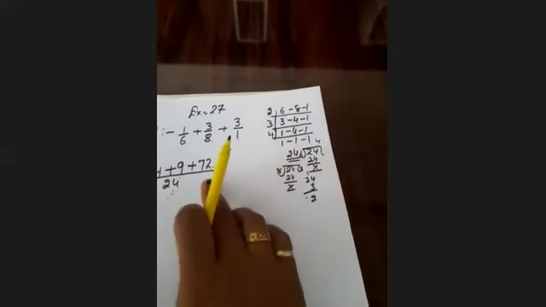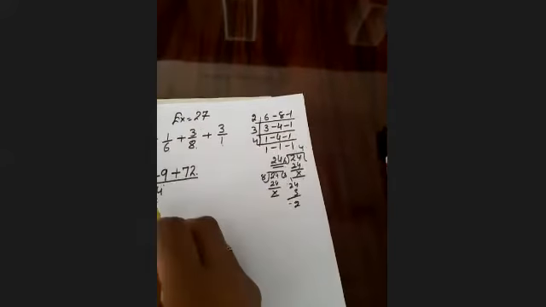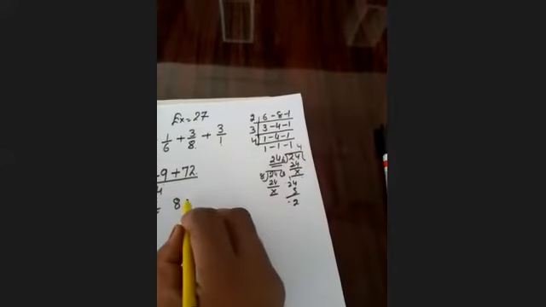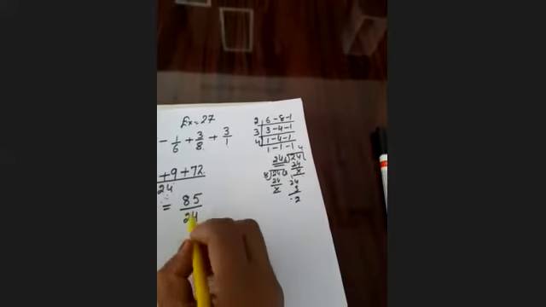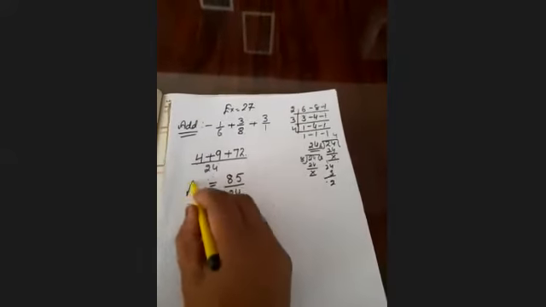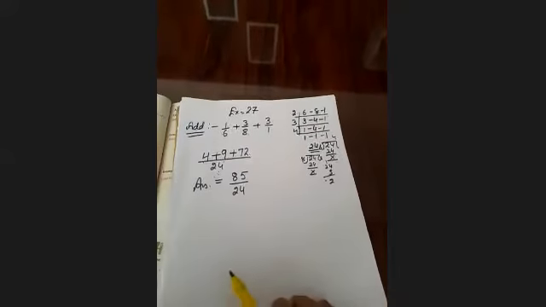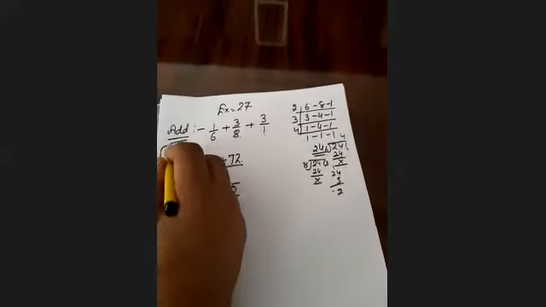Now 4 plus 9 plus 72. Now add these three numbers. That is 85 upon 24. So your answer is 85 upon 24. Clear, students? This is question number 11.